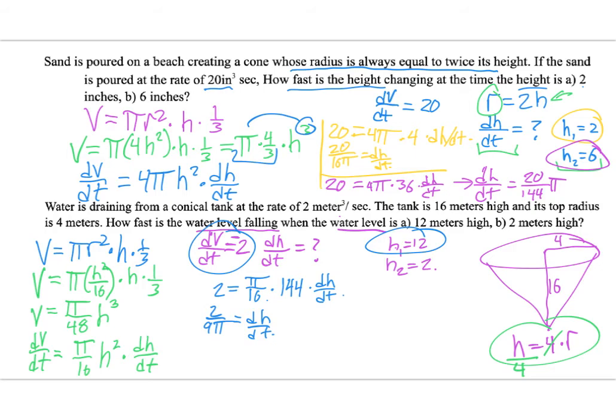Should also be -2, which means that's -2. That means that we are going down at a rate of 2 over 9 pi meters per second.